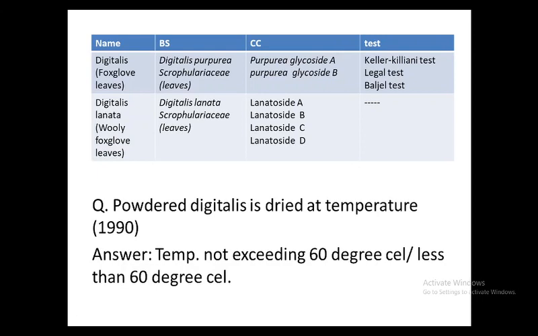Next question, which appeared in GATE 1990: the powder digitalis is dried at which temperature? The correct answer is a temperature not exceeding 60 degrees Celsius, or less than 60 degrees Celsius, to retain the pharmacological activity of digitalis.